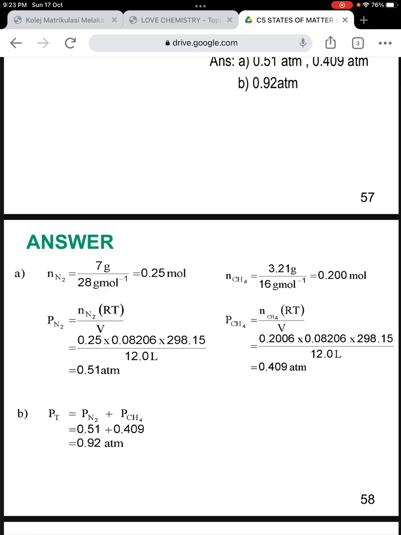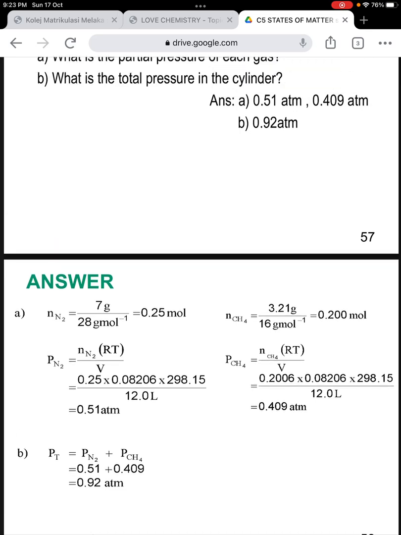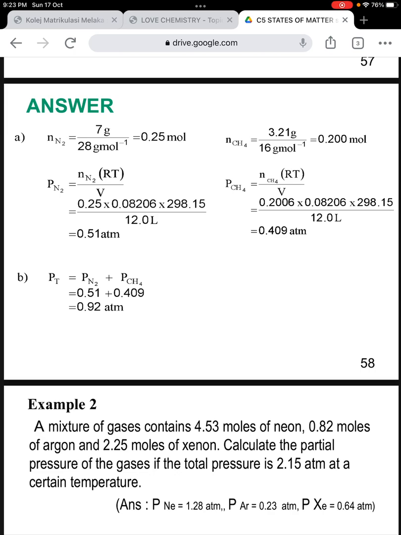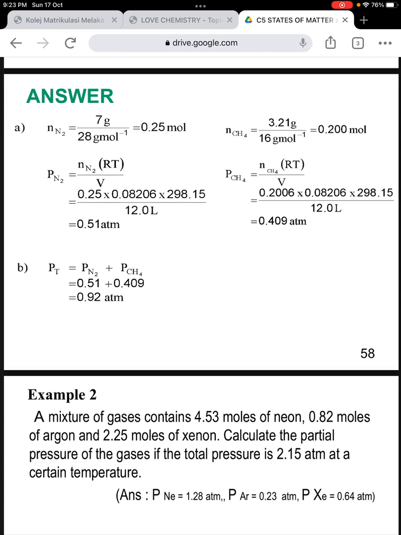as 0.409 atm. Please check all the calculations whether they are correct or not, or you can tell me during the tutorial class if you have any doubt in the answers. Now the total pressure is the second question. Once we calculate the partial pressures, we can add the two partial pressures to get the total pressure.